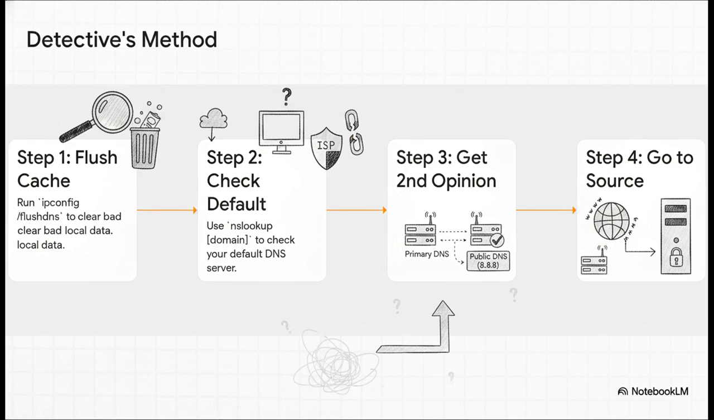Step 2. Run a simple nslookup to check your normal DNS server. If that fails, now you've got a clue. So, Step 3. Get that second opinion from a public server like 8.8.8.8. If that one works, bingo, you've just proved the problem is with your default DNS server. And if all else fails, Step 4. Go straight to the authoritative source to find the real answer. See? It's a simple flow that lets you just methodically eliminate suspects until you find the culprit.